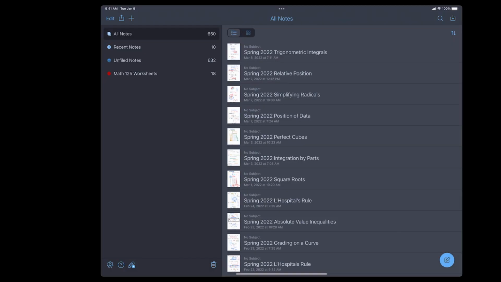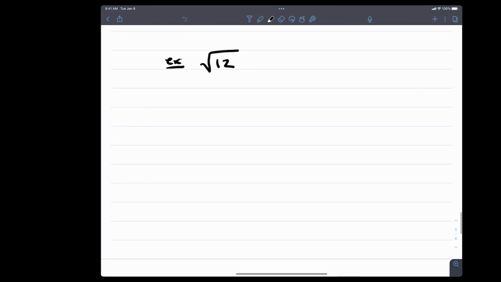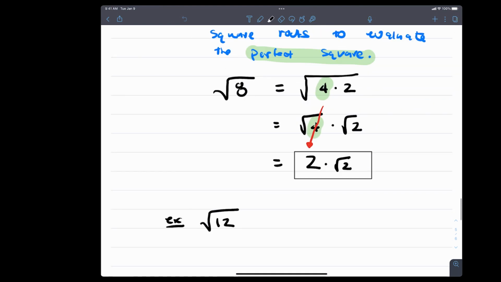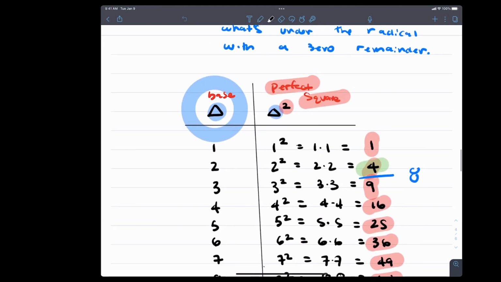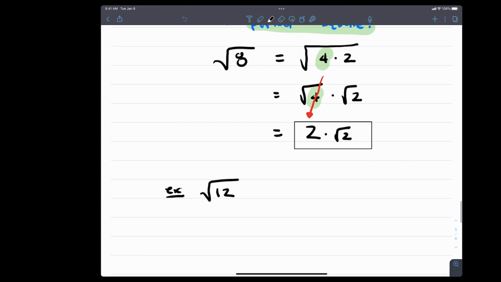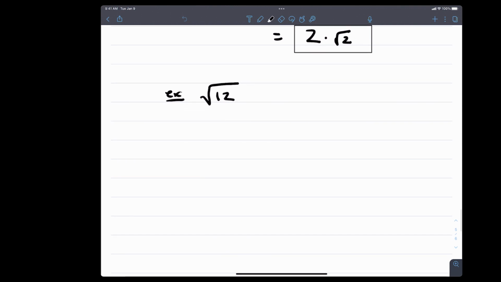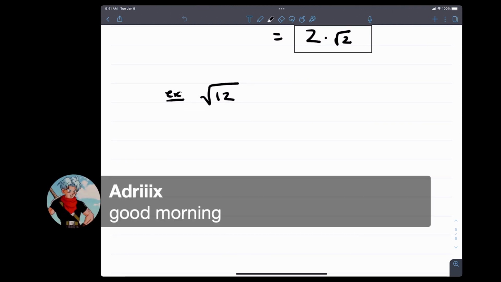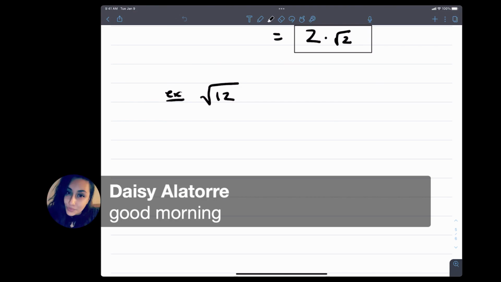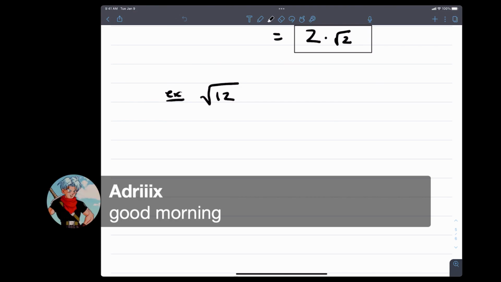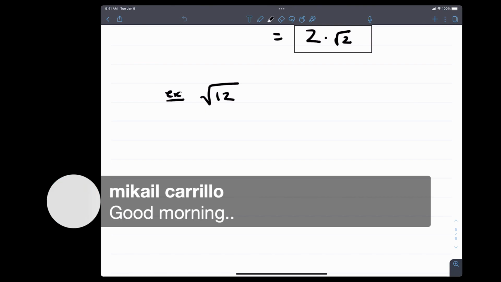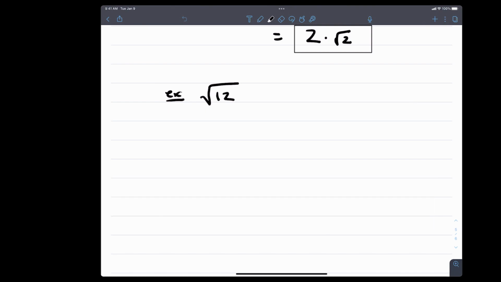So Daisy, I hope you got some good advice. Okay, so let's go over here now. We're going to look at this example. This is where we left off. So it looks like we got a few people here. Ardix, good morning. And Daisy, good morning to you. Okay, we got Mikhail, good morning. So we got a number of people there at home. Good morning to you guys.